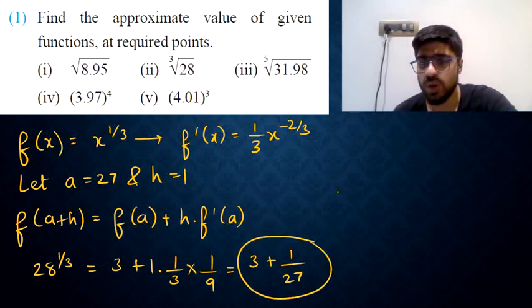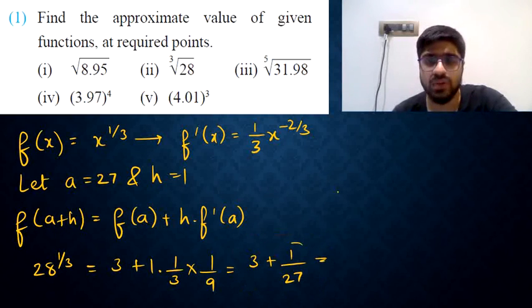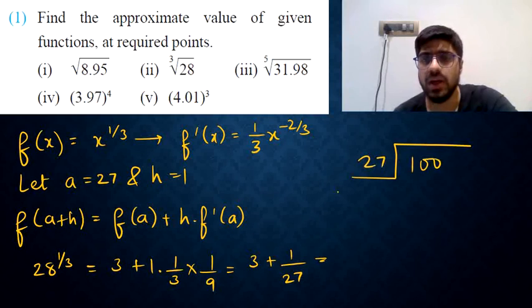So 3 plus 1 upon 27. To evaluate that, we need to first evaluate 1 upon 27, and we can do that by actual division. Let's say 100 upon 27, and that will be 3. So 27 3s are 81. Subtract that, so you get 19.